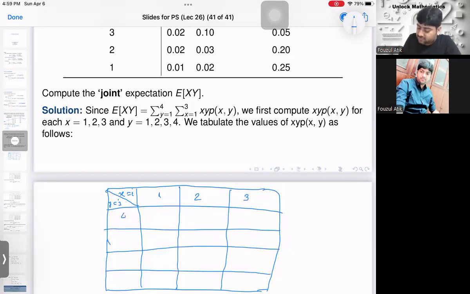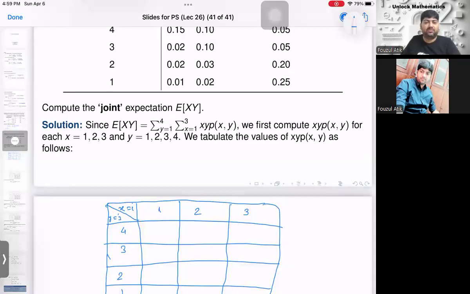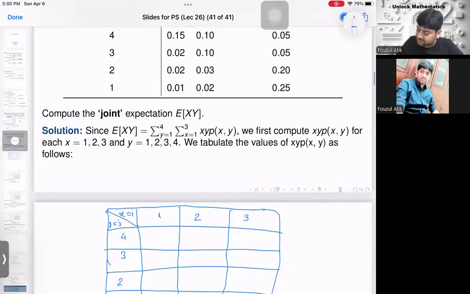Y equal to what? 4, 3, 2, and 1. So this term is what we'll do. It is 1, right? 1, 4, 1. Y value is 4, x value is 1, into p of (1, 4). So what will happen in this case? 4 into 1 into 0.15. What is that value? It is 4 times 1 into 0.15, so it is equal to 0.6.